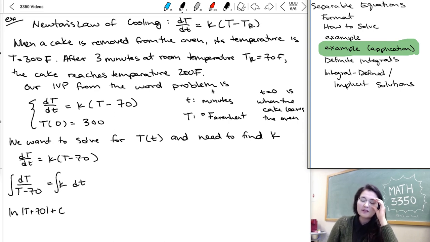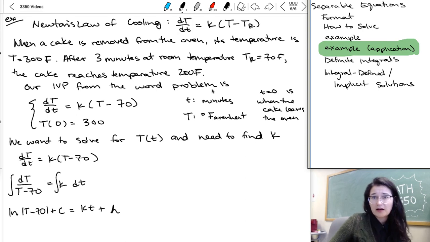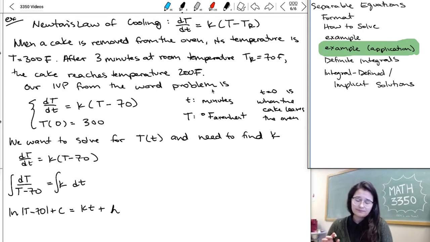So integrating 1 over T minus 70 with respect to T gives us natural log of T minus 70 plus an unknown constant. And then integrating k with respect to little t gives us k times little t plus some different unknown constant, which I cannot call k, so I will call h. Yep, h is not used here, so I'm safe. And I'm sorry, when I integrated just now, I wrote T plus 70, but that's definitely T minus 70. Integrating does not change that denominator when you put it inside the natural log. So I've successfully integrated everything.